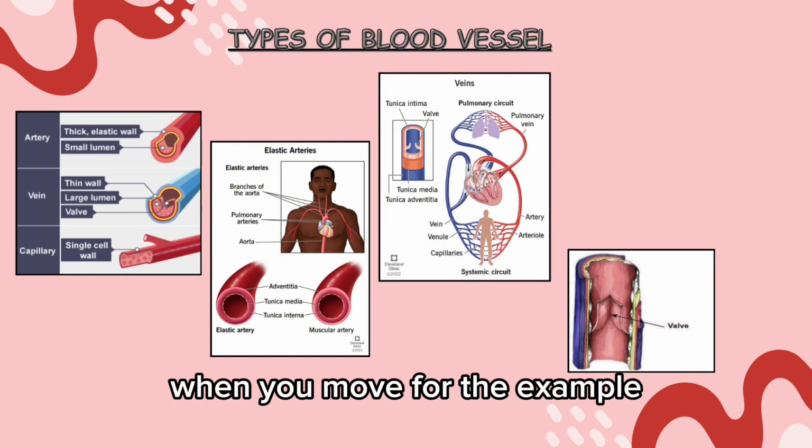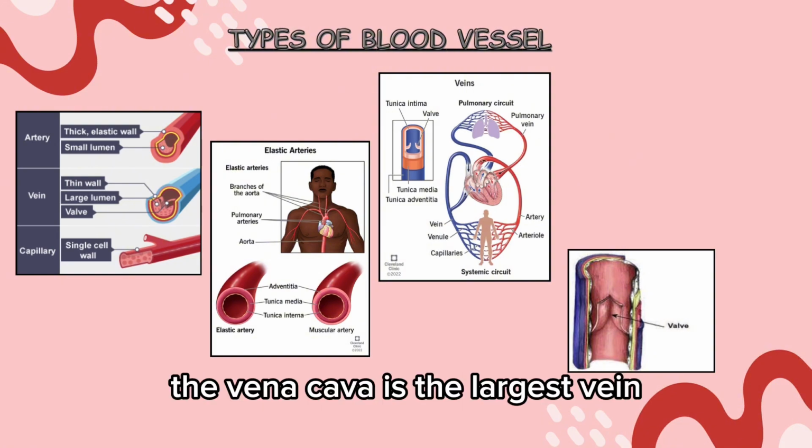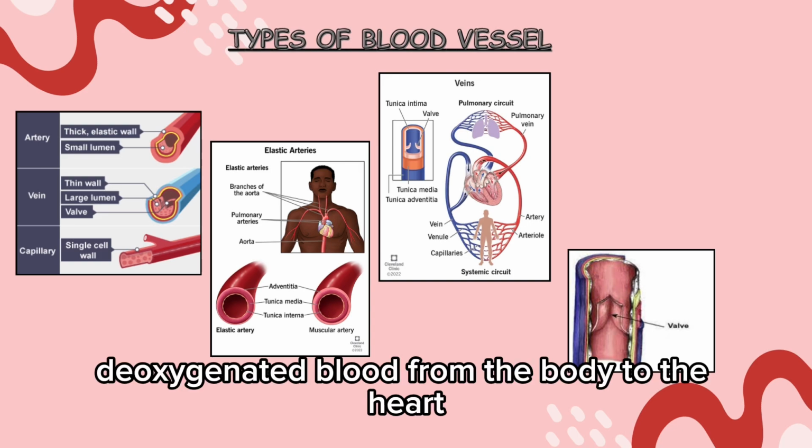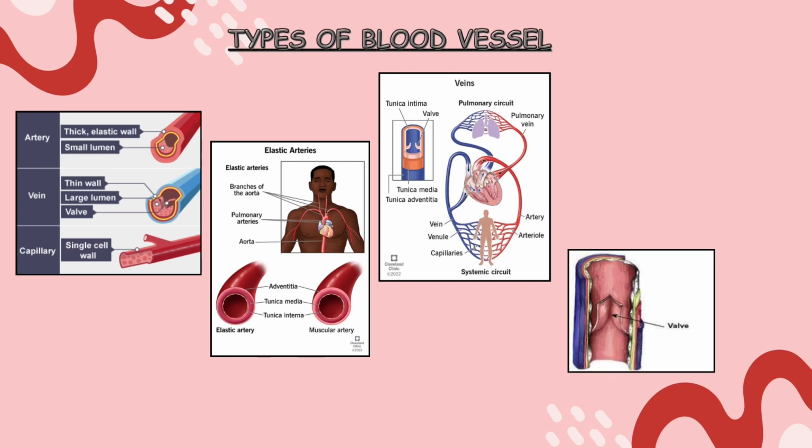For example, the vena cava is the largest vein. It brings the deoxygenated blood from the body to the heart.